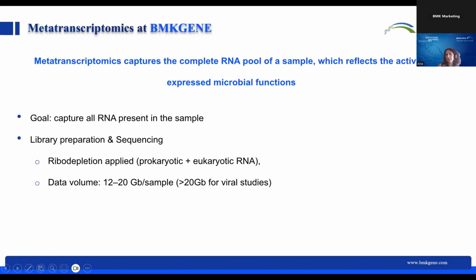For viral studies, it's usually higher than 20 giga because viruses are present in low amounts, so the read percentage can be even lower than 1% depending on the sample and the pre-treatment that is done.